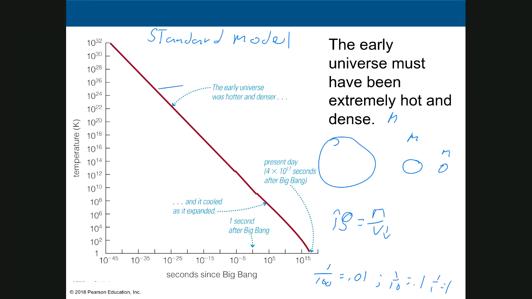Now, if you look at 1 over 0.1, we're making the volume smaller. That's going to equal 10. And similarly, 1 over 0.01 is going to equal 100.